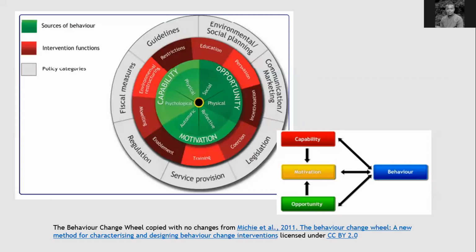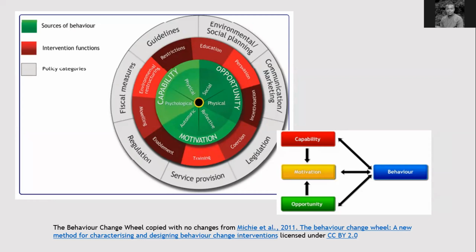So we mapped our barriers and facilitators on this behavior change wheel, which is a framework that helps to classify sources of behavior. So at the hub, the green circle there on that big circle, it has the sources of behavior, which is capability, motivation, and opportunity.